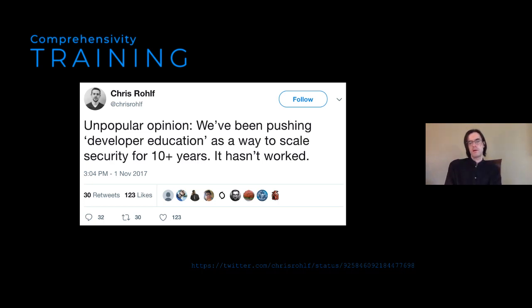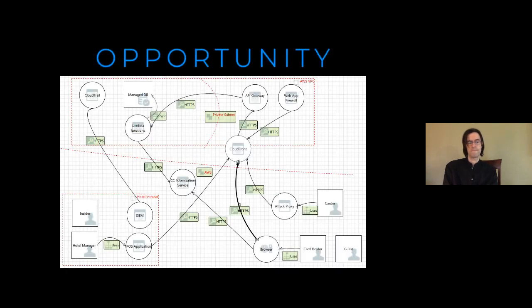Another thing to consider under the umbrella of comprehensivity is training. We need to pick the right training for our threat model and for our team. We tend to think of training in terms of certifications and the OWASP top 10, but maybe the most important topic for training is your business specific assumptions and your threat model. Training takes time, and we need to make sure we're training on the right things.